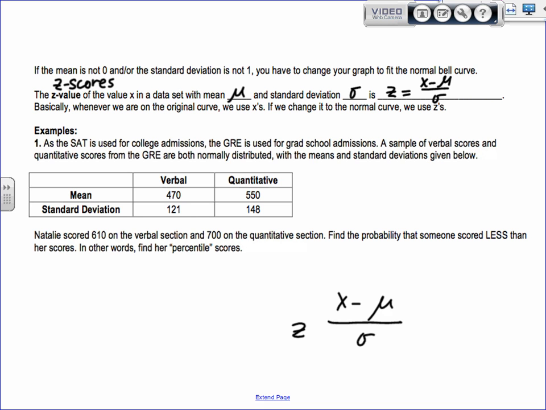This formula will be on the bottom of your normal curve chart that I give you on the test. It will be on your test.